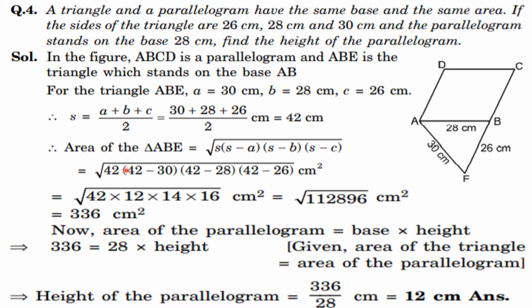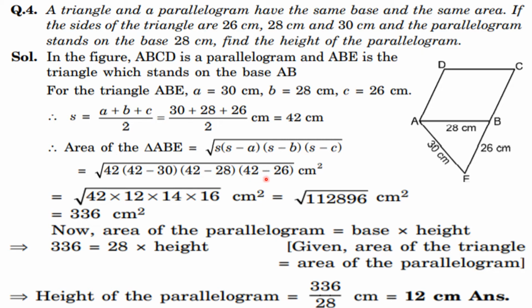Okay, my children? Right. In this formula, we substitute the values of s, a, b and c. That is equal to the square root of, what is the s value? 42 into (s minus a). That is 42 minus a, which means 30. Understood this part, my children? Right. Next, s minus b. s means 42 minus what is b here? 28. Understood this part, my children?